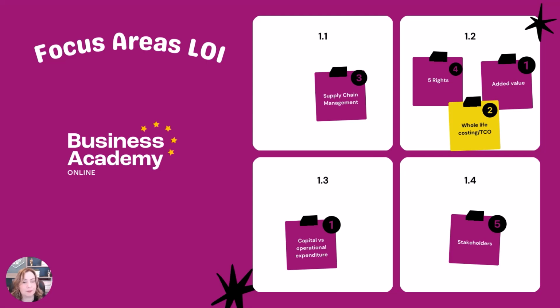For 1.3, we've got capital versus operational expenditure, which has come up once. And then stakeholders is a very popular 1.4 topic, which has come up 5 times. However, it can be difficult to drill in to know exactly what they're asking for, whether that's a framework or to identify stakeholders or something along those lines. So this should hopefully give you some sort of focus.